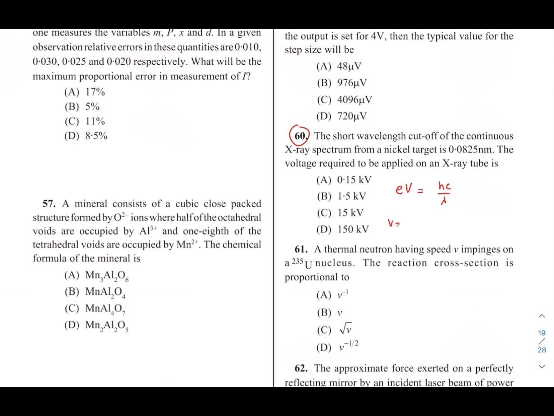So we find V is equal to hc by lambda e. Put the values of h, c and electron charge, and lambda is this, and you will find the voltage to be around 15 kilovolt. So option C is the correct answer.